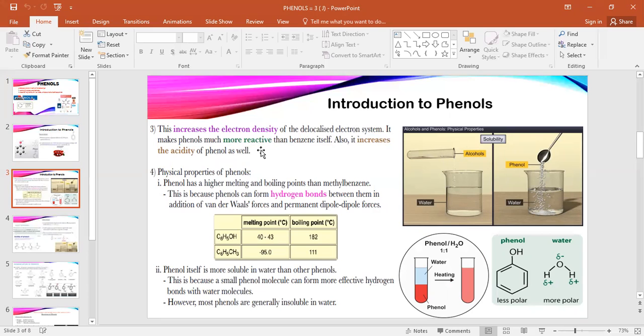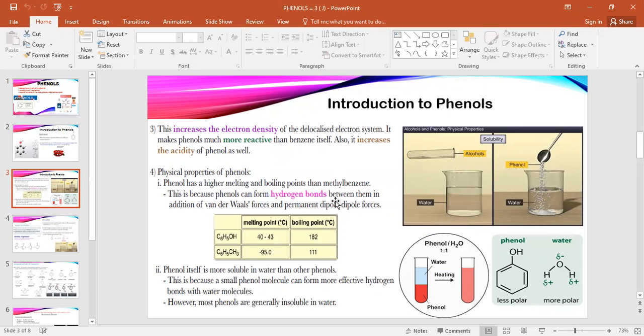And then phenol's melting and boiling point is higher than that of methyl benzene. This is because phenol can form hydrogen bonds between molecules in addition to van der Waals forces and permanent dipole forces. So collectively you can say that phenols have a higher boiling point because phenol can form hydrogen bonds.